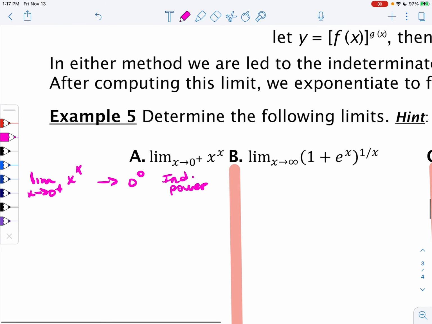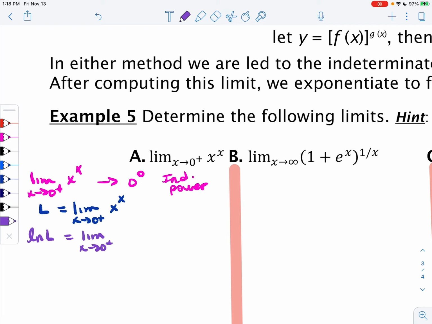So my step 1 is I'm going to let L be the limit as x approaches 0 from the right of x to the x, but I'm going to take the ln of L, and that's going to be the limit as x approaches 0 from the right of the ln of x to the x, just putting that ln on the inside of that limit.